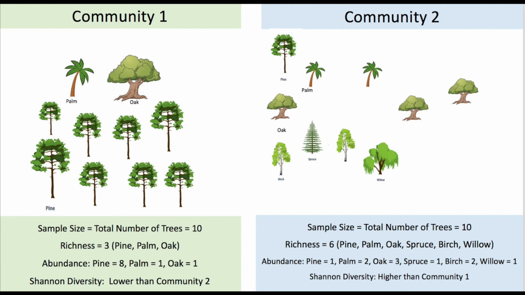But for community number two, that's not necessarily the case. We have a lot of different kinds of trees, and they're all fairly equally represented, and that would all contribute to a higher Shannon diversity.